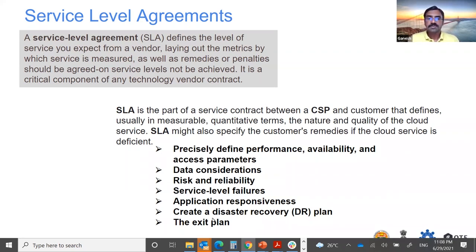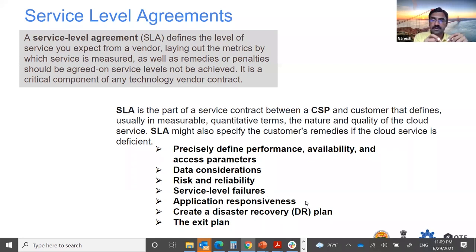So there are some best practices which, at least from the service provider point of view, they follow. One is about the performance. Second is about the availability. What kind of available resources do I have? Can I access these different parameters? Second is the data considerations. Is the data, whatever is available, enough? Can I expand my data, right? Is there any risk and reliability sources? Then the service level failures, application responsiveness.